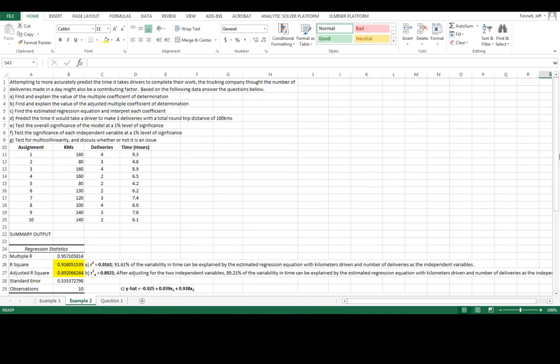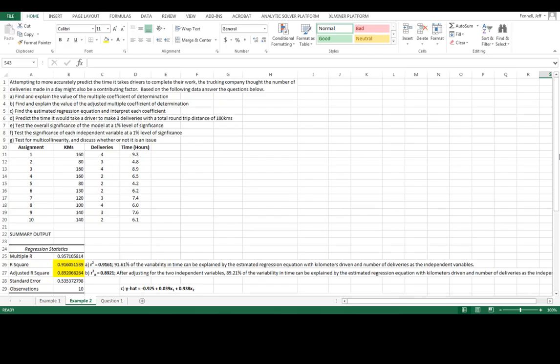The last thing we're asked to do in this question is to test for multicollinearity and to discuss whether or not it is an issue. So typically this would actually be one of the first things that you would do, because if multicollinearity is an issue, you would want to deal with that issue before we did all the other work that we just did.